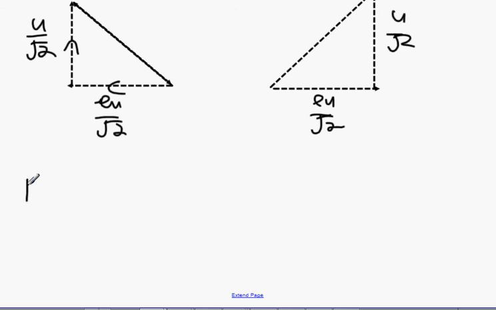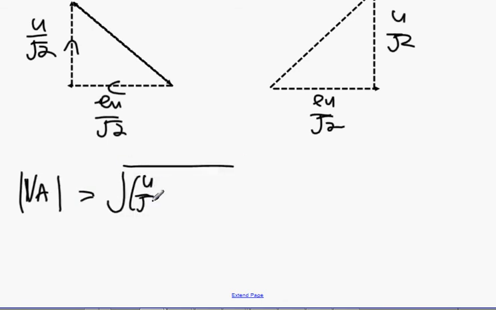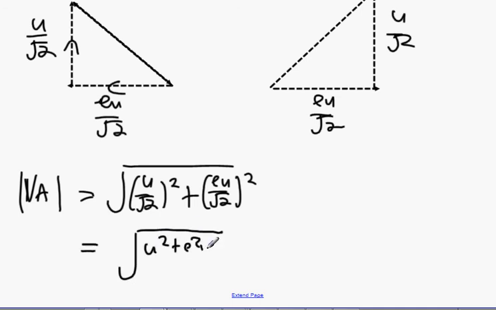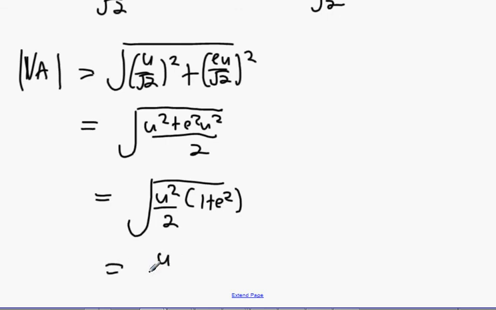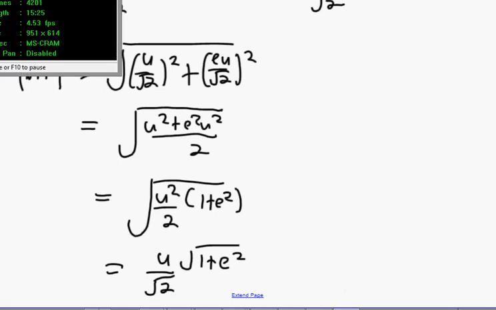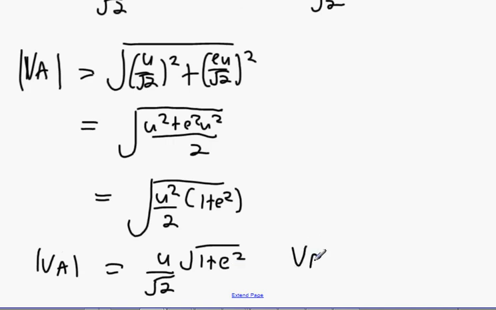Okay, so what we're going to get is the velocity of A, and speed of A will be in brackets. We go U over root 2 squared plus EU over root 2 squared. So what we should get here is U squared plus E squared U squared, all over 2. If we break this up, we get the square root of U squared over 2 into 1 plus E squared, square root the outside, and you get U over root 2 into the square root of 1 plus E squared. This speed is the same for both of them. Speed of A and speed of B are exactly the same.